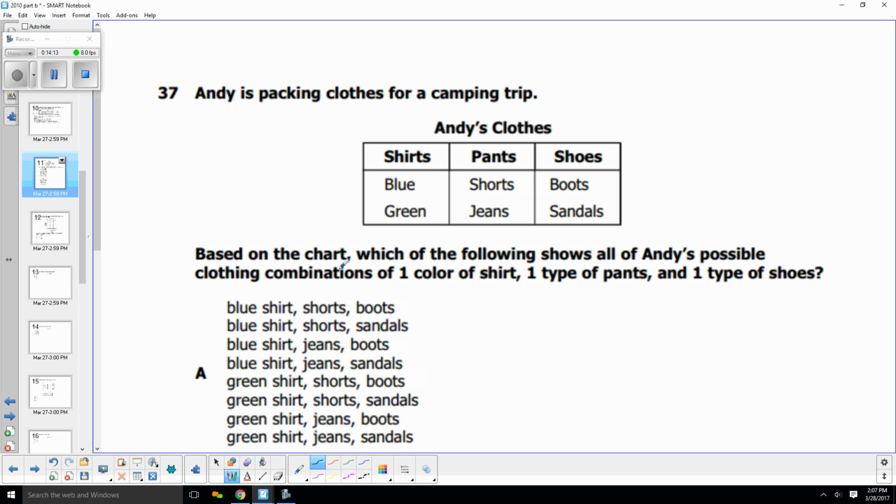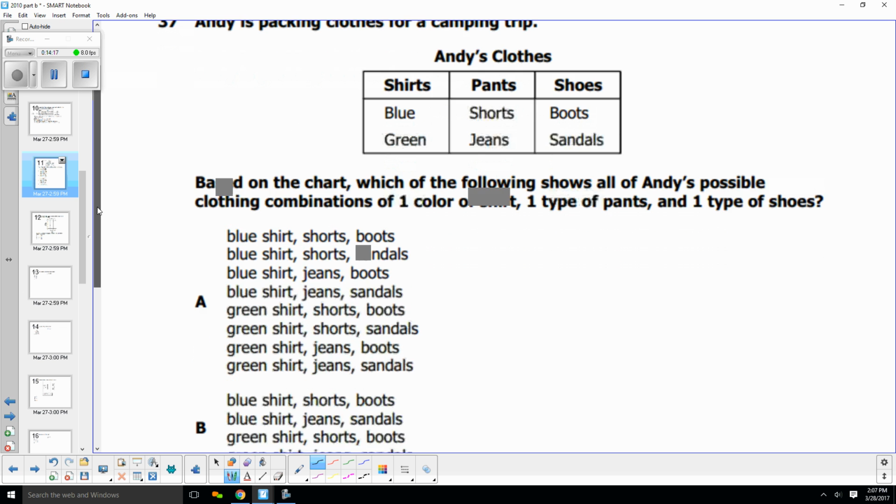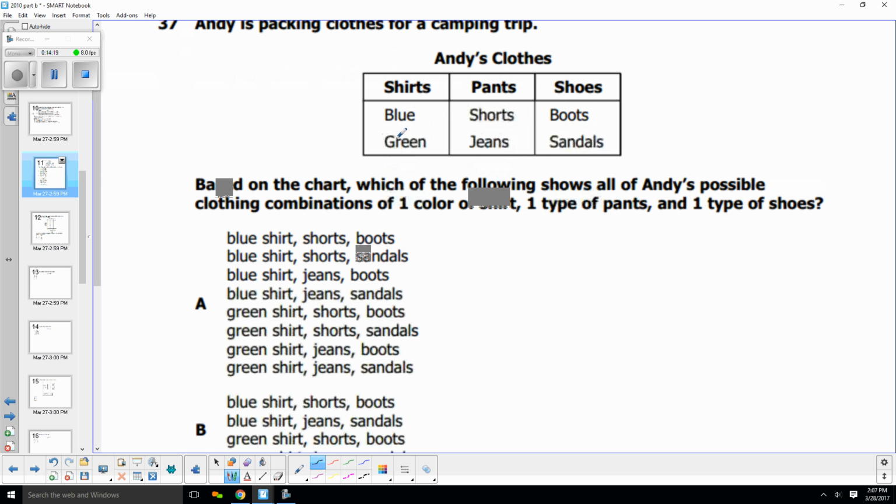Right, it says 37. Andy is packing clothes for a camping trip. He's going to take 2 shirts, a blue and a green. He's going to take some shorts and some jeans. He's going to take some boots and some sandals. So they want to know, based on the chart, which of the following shows all of his possible clothing combinations of 1 color of shirt, 1 type of pants, and 1 type of shoes.